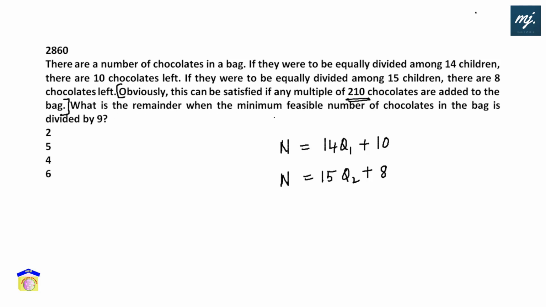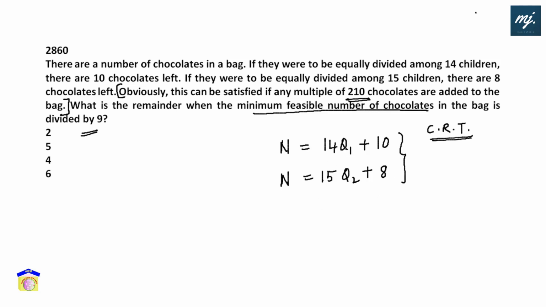What is the remainder when the minimum feasible number of chocolates in the bag is divided by 9? These kind of questions can be solved using the Chinese remainder theorem. But normally I'll not use the Chinese remainder theorem here. I will prepare a video on the Chinese remainder theorem where we will take up these kind of questions because it's a lengthy process. So here we will try to pick up and put in numbers so that it gets adjusted.